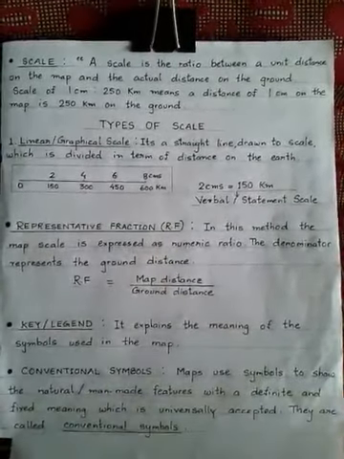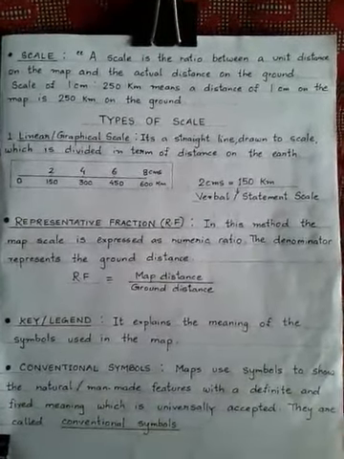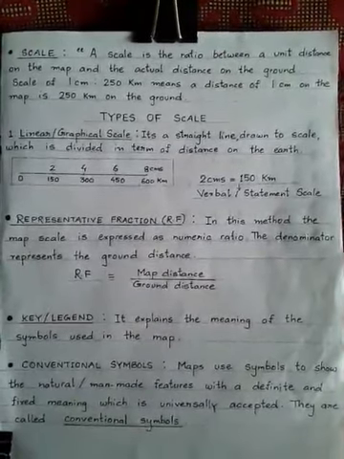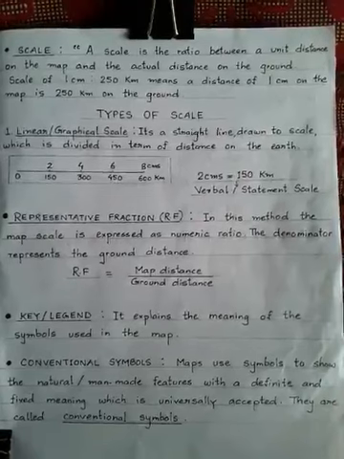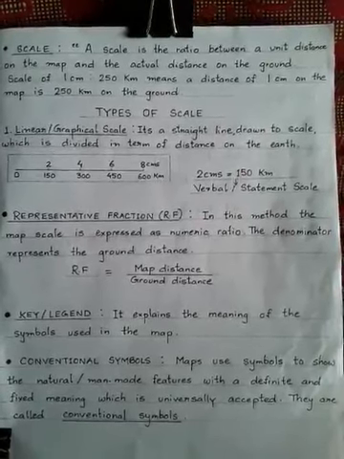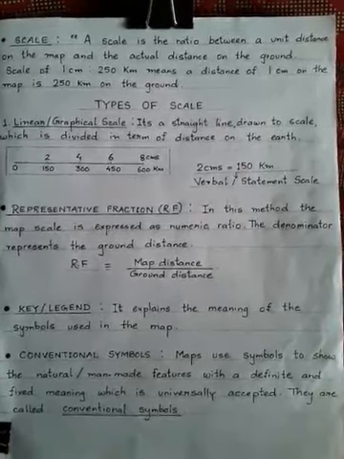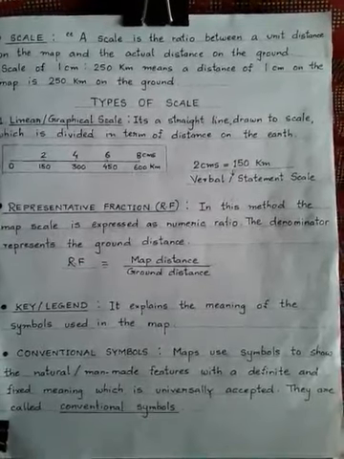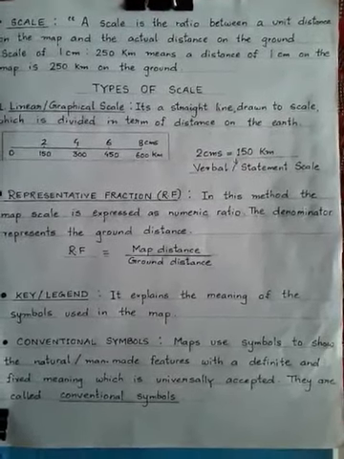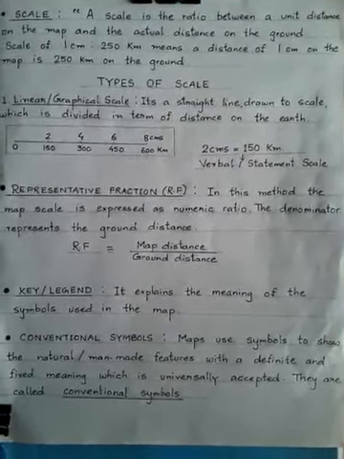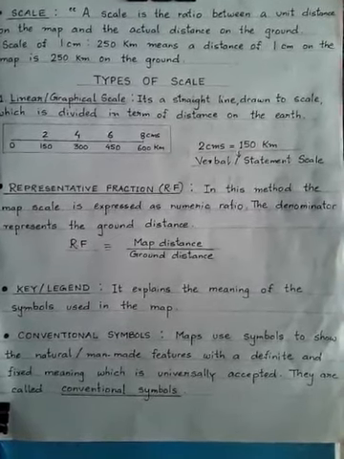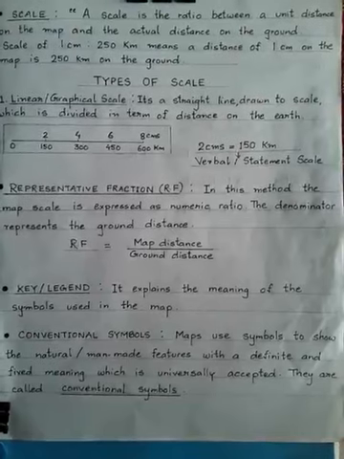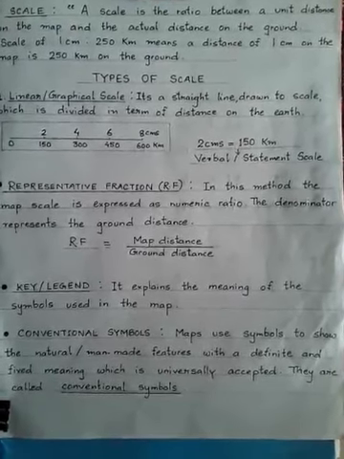Now what is representative fraction? In this method, the map scale is expressed as a numeric ratio and the denominator represents the ground distance. So the formula is RF equals map distance by ground distance. Come to the next element of the map, key or legend, that explains the meaning of symbols that are used in the map.